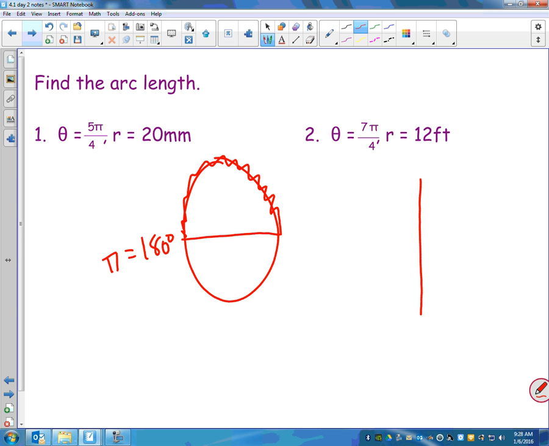I want you to start thinking about radians without converting every time. What I don't want is for you to see a radian, and when I ask you how big it is, compute it into degrees and then tell me. I want you to think about fractions. 5 pi fourths: is that bigger than pi, or smaller than pi?